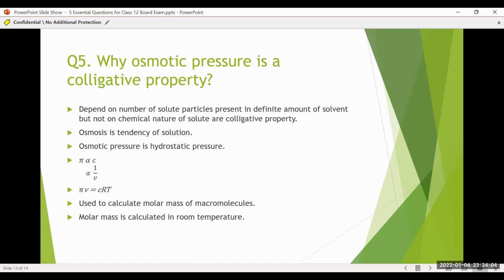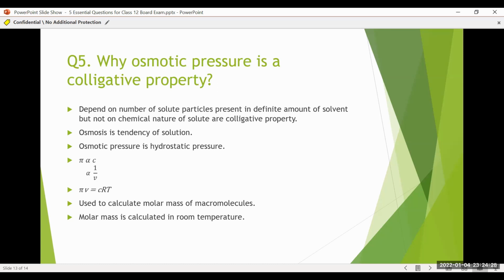This question is from physical chemistry. The lesson is solution, where the first property is called relative lowering in vapor pressure. Second one, elevation in boiling point. Third, depression in freezing point. And fourth is your osmotic pressure.